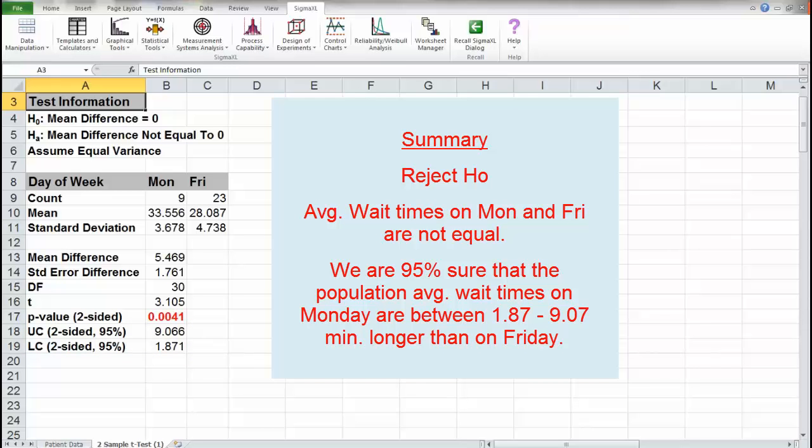In summary, reject the null. There is indeed a difference. That difference could range anywhere from about 1.9 to 9.1 minutes. Hopefully you came up with the same answers. Let's go back to the course.